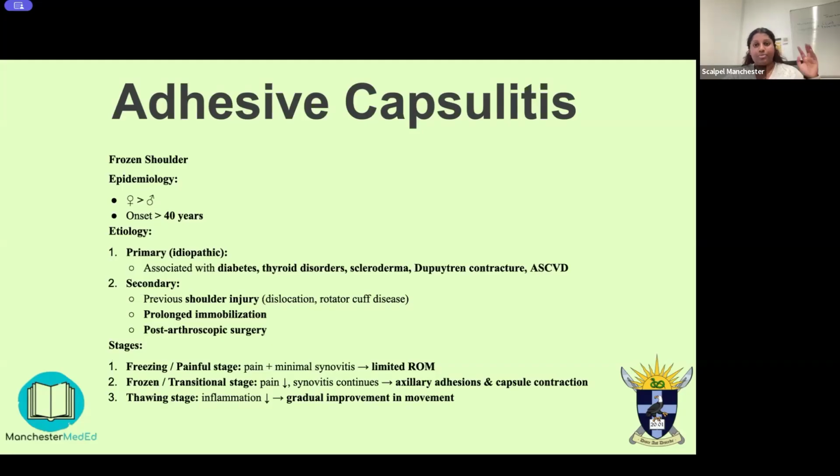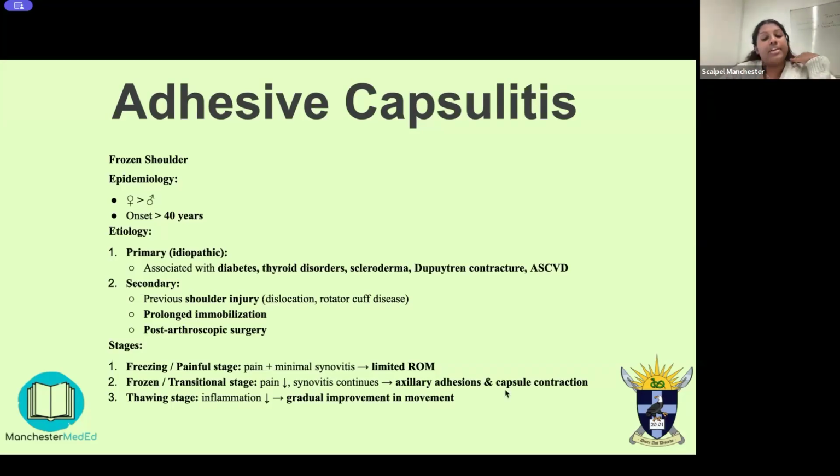Then you have the transitional stage where the pain starts to come down, but the amount of fluid in the cavity starts to increase as well. And as you can imagine, it's a very, very small cavity. So because of that, it starts to irritate everything around it, leading to scar tissue, which is your adhesions that form, and the capsule starts to contract. Anytime you have prolonged inflammation, you have scarring. Even if you think about the liver, you have a really inflamed liver, and then you start to get cirrhosis.